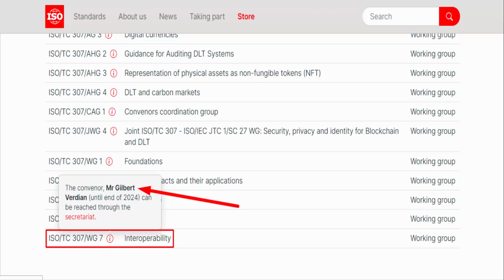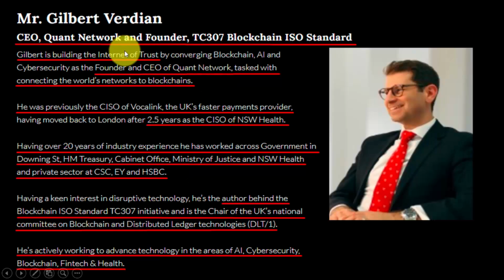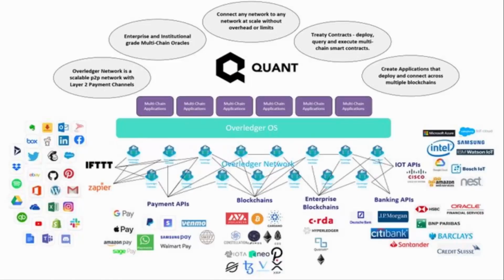So who is Gilbert Verdian? For those of you who don't know, he is the CEO of Quant Network and the founder of TC307 blockchain ISO standards. So he was actually one of the founders of ISO TC307, and he also is the CEO of Quant Overledger. So here is some of his accomplishments and his credentials. So Gilbert is building the Internet of Trust, and that's what he's trying to do with Overledger Quant Network. And he's the founder and CEO of Quant Network, tasked with connecting the world's networks to blockchains.